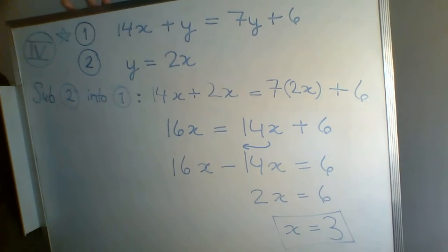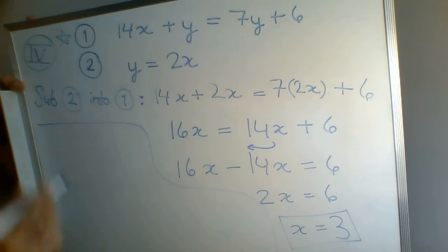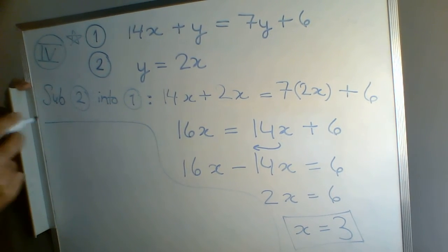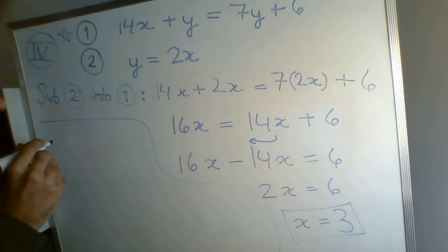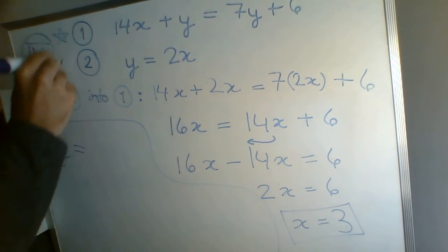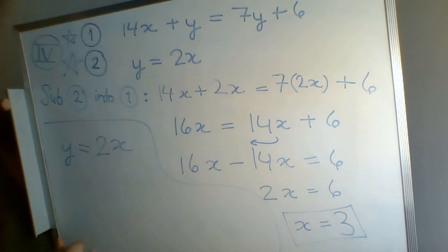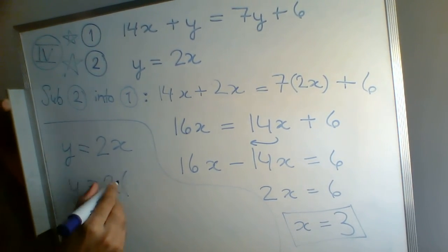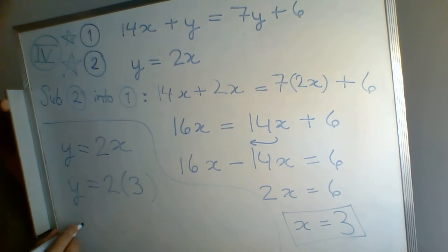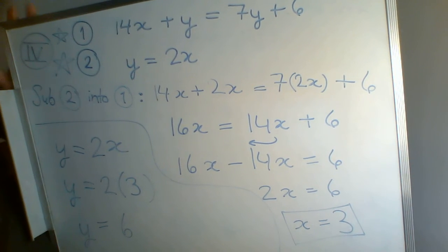So we get x is equal to 3, and that's mostly using equation 1. Now we're going to sub that back into equation 2 to solve for y. So we know y is equal to, using equation 2 now, y is equal to 2x. But we know x is equal to positive 3, so y is equal to 2 times 3, so that means y is equal to 6.